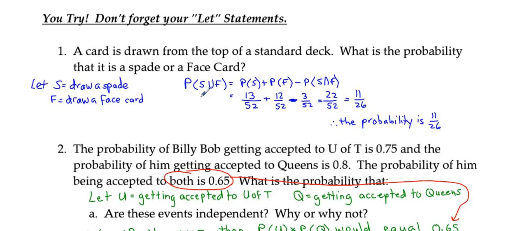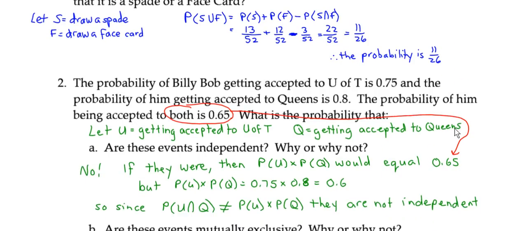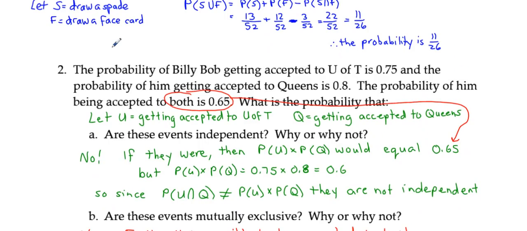In question 1, it was just a straightforward probability of a spade or a face. So it's the probability of a spade plus the probability of a face minus the probability of both. Works out to 11 over 26. Now, for question 2, the probability of Billy Bob getting accepted to U of T is 0.75, and the probability of him getting accepted to Queen's is 0.8, and the probability of him being accepted to both is 0.65. So we're letting U be getting accepted to U of T, Q is getting accepted to Queen's, and the question is, are these events independent?